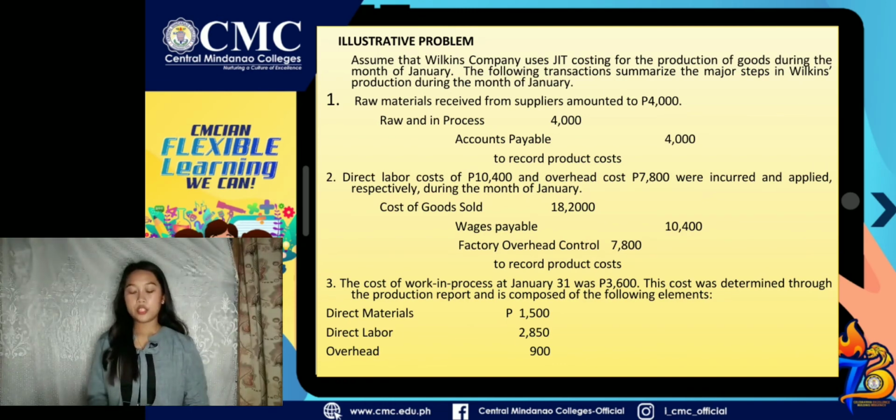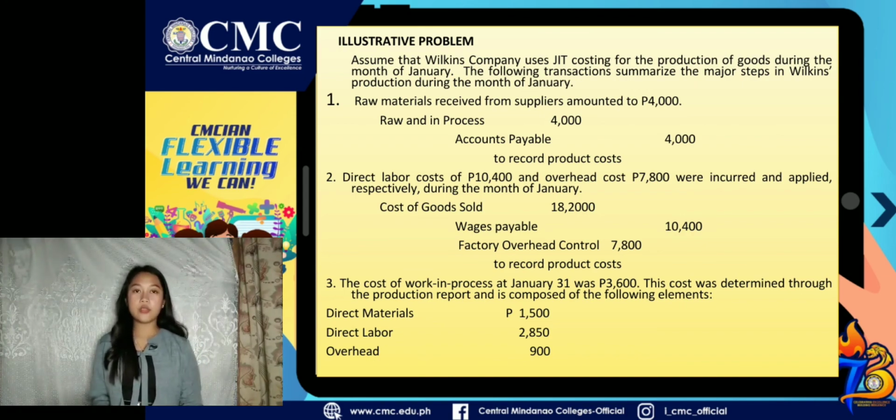Illustrative problem. Assume that Wilkins Company uses JIT costing for the production of goods during the month of January. The following transactions summarize the major steps in Wilkins production during the month of January. Number 1. Raw materials received from suppliers amounted to 4,000. Number 2. Direct labor cost of 10,400 and overhead cost of 7,800 were incurred and applied, respectively, during the month of January.